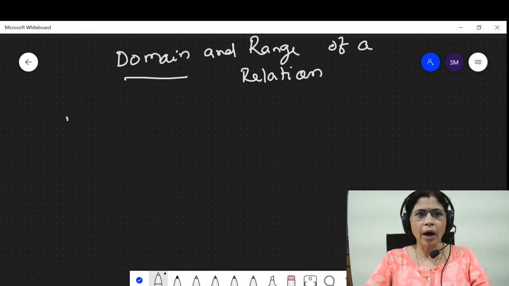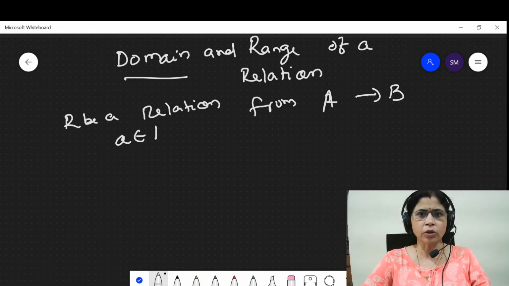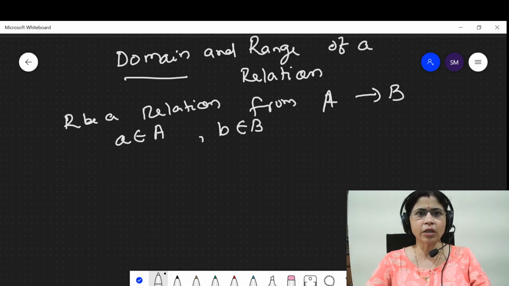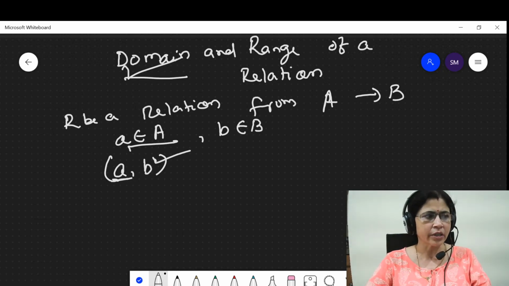If R is a relation from A to B in such a manner that a belongs to A and b belongs to B, then for the ordered pair (a, b), all a is called the domain of the relation R, where b is called the range of the relation R.